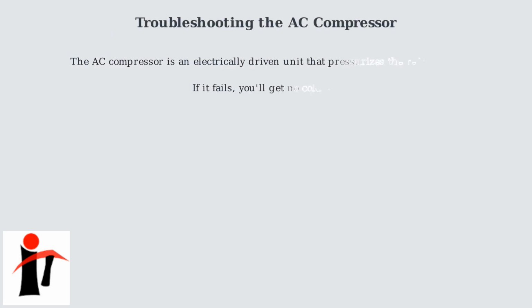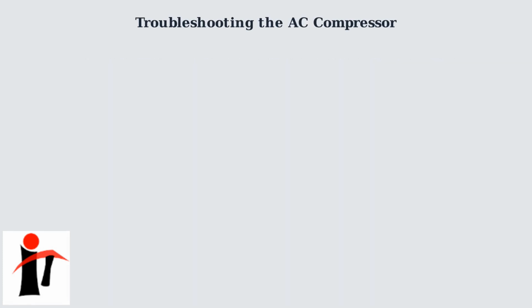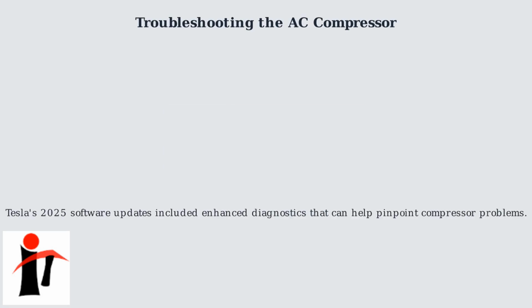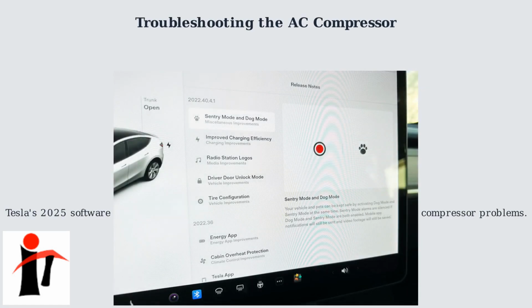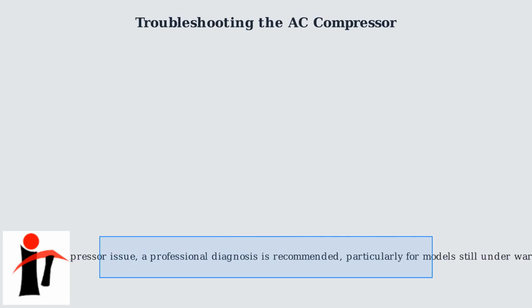The AC compressor is an electrically driven unit that pressurizes the refrigerant. If it fails, you'll get no cold air. Common issues include electrical faults or general wear, especially in older models. Tesla's 2025 software updates included enhanced diagnostics that can help pinpoint compressor problems. If you suspect a compressor issue, a professional diagnosis is recommended, particularly for models still under warranty.